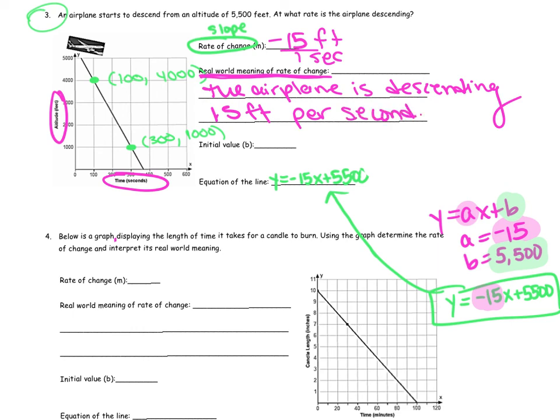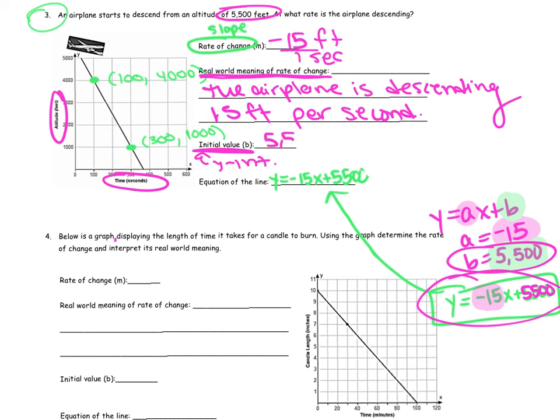Okay? Well, what's the initial value, right? That's our y-intercept. What's the y-intercept? Come back to our equation. The y-intercept we identified as that 5,500. That was our b value. It's also given to you up here. That's 5,500. So putting this all together, we came up with our equation of the line, which we found by using our handy-dandy calculator. There is my equation of the line. Y equals negative 15x plus 5,500.